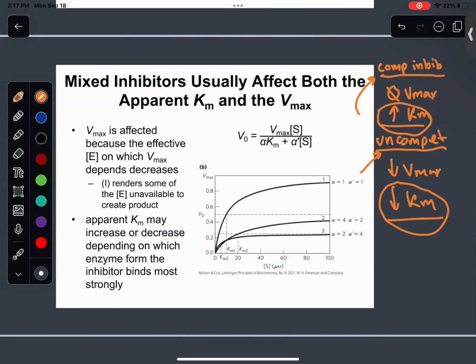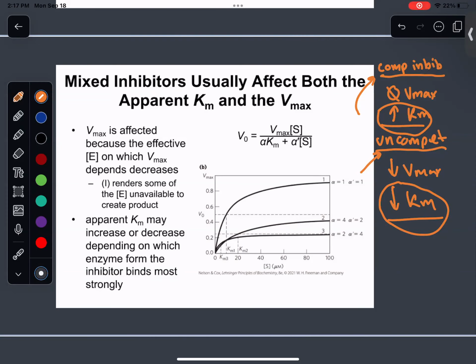Lineweaver-Burk, okay? So we talked about the Michaelis-Menten part of it. Here's the Michaelis-Menten part. Let's talk about the Lineweaver-Burk part. Let's just jump right into the meat and potatoes here. Steven, how do I know if it's a mixed inhibitor on a Lineweaver-Burk plot? I'll tell you. It's the intersection right here.